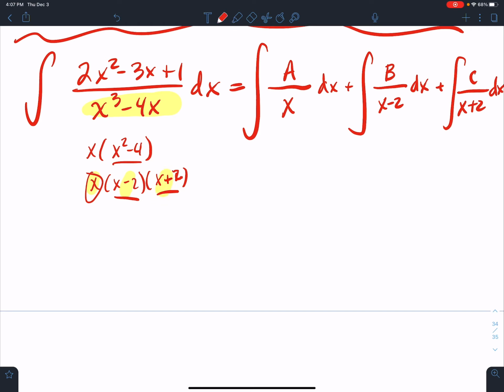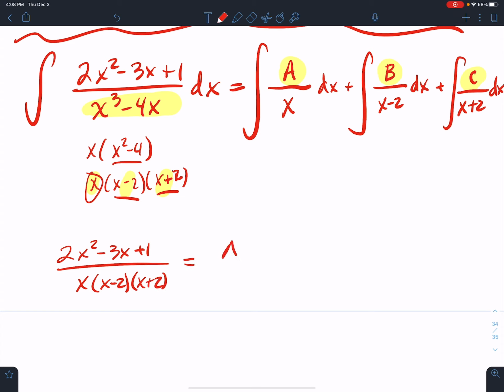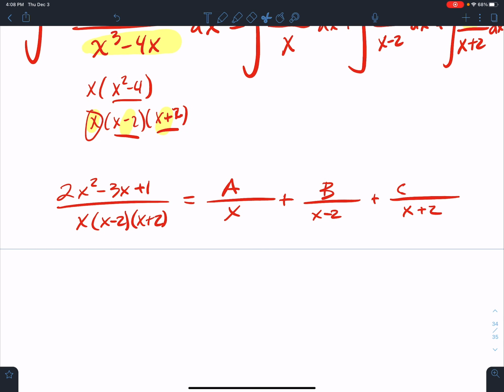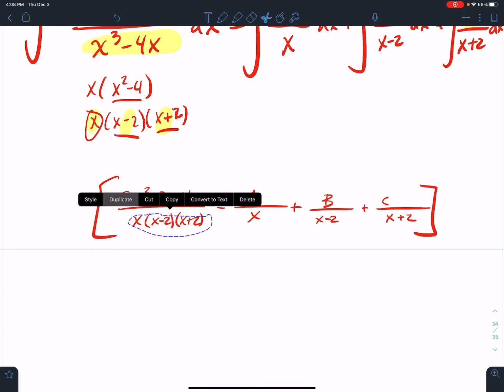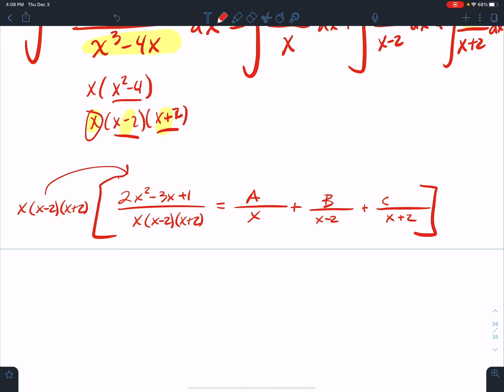And now I need to figure out what goes in A, B, and C. So this is the partial fractions technique here. I have 2x squared minus 3x plus 1 over x times x minus 2 times x plus 2 equals A over x plus B over x minus 2 plus C over x plus 2. Okay? So I'm going to multiply everything out. Multiply everything by the denominator here, the least common denominator, multiplied through.